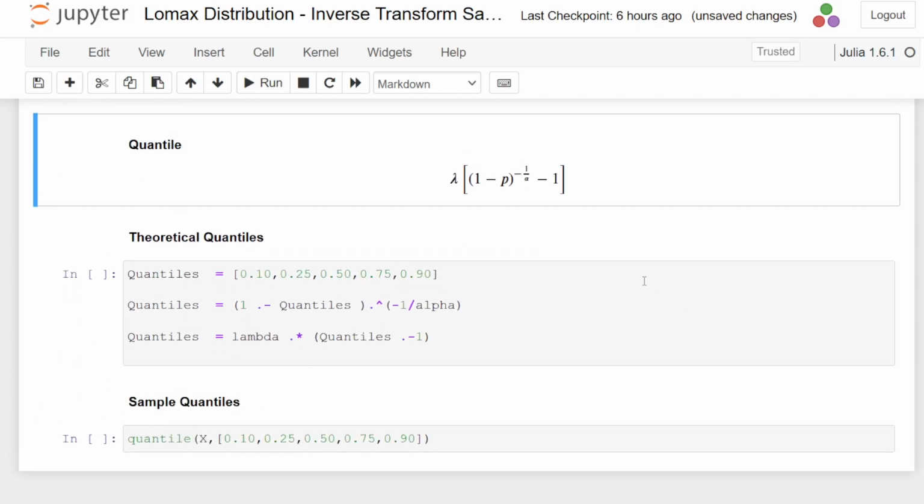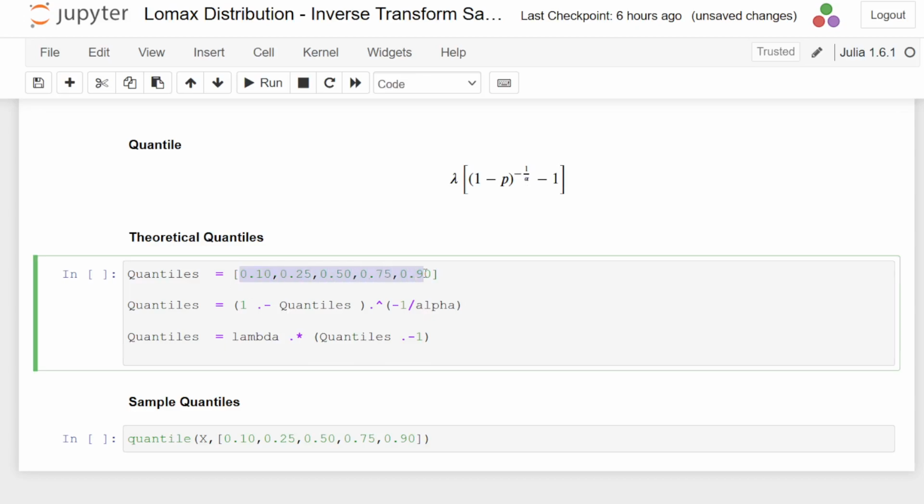Finally, the quantile. This is the quantile function of the Pareto type 2 distribution, the Lomax distribution. So what I'm going to do there is set up a series of quantiles for 10%, 25%, 50%, which is actually the median, which we've already done, 0.75 and 0.90. So if the theoretical quantiles and the sample quantiles match up, I think we'll think we've done a good job.